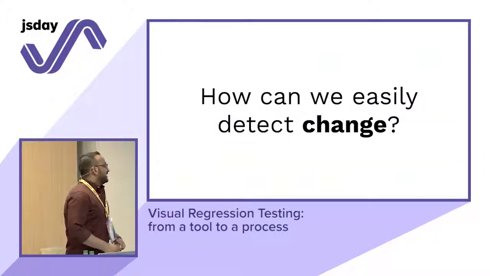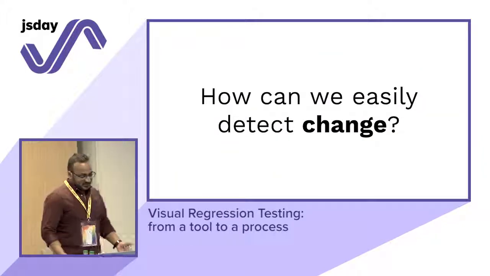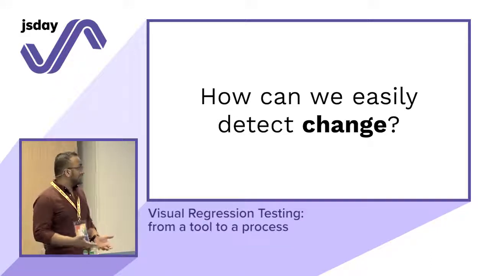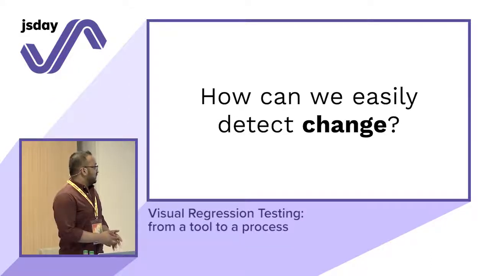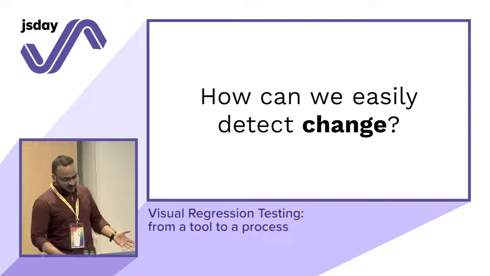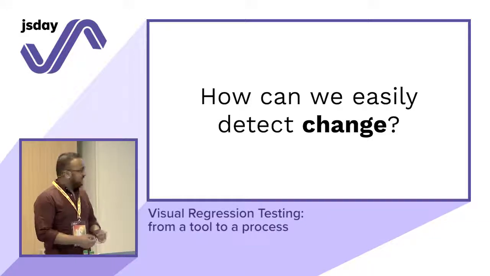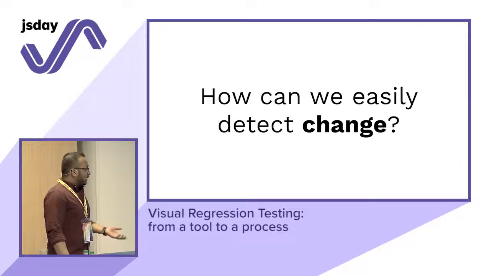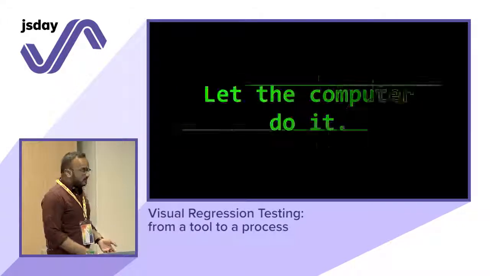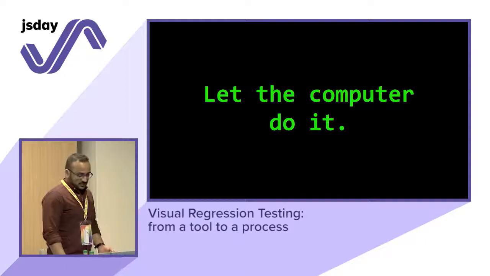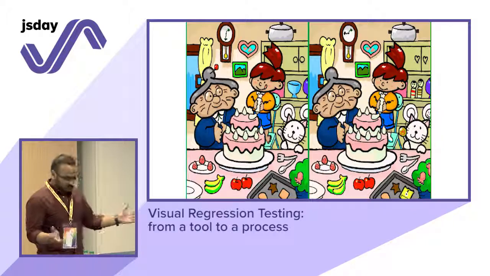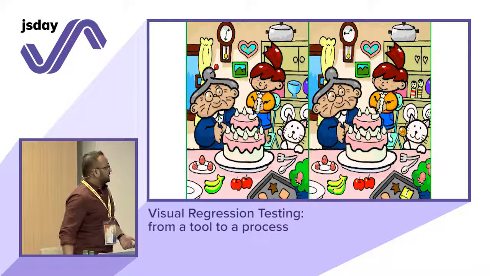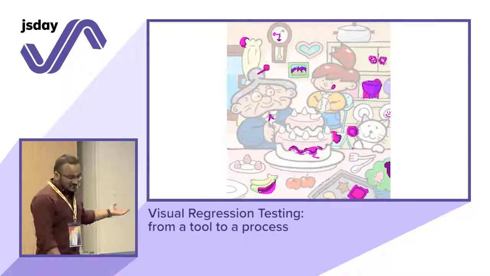Right, you don't want to do that every day for everything that you release, right? Because we release lots of things every day, and we want to make sure that what we are releasing is known to us. You don't want to release anything that you don't know about, and that's where the visual part comes in. And how can we easily detect change? It's quite simple. You let the computer do it. So here is the image that I showed you before, and here is the image if I run it through visual regression testing. So you can see the changes quite easily.